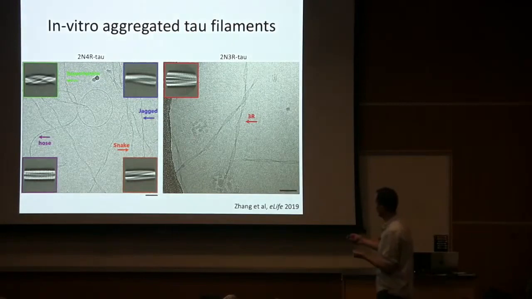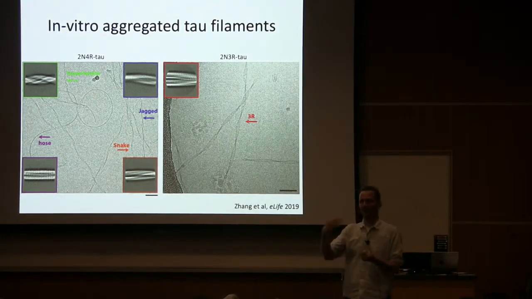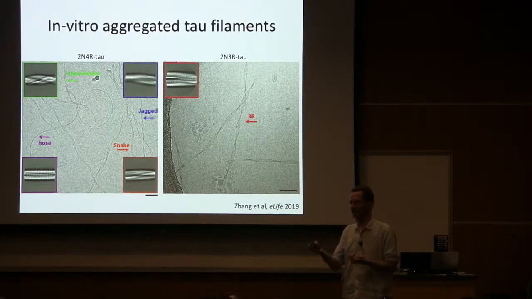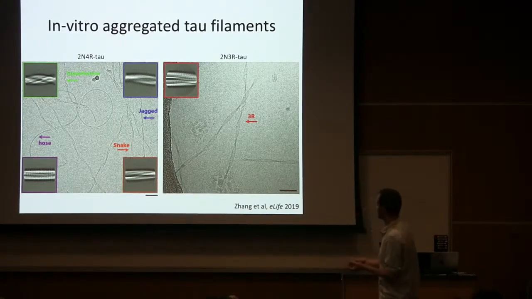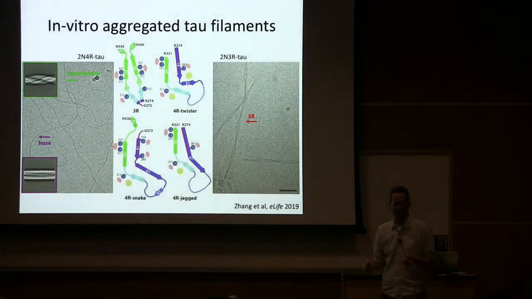So back already in 2019, when Jane in the lab did heparin-induced assembly. You can make tau filaments from recombinant protein in E. coli. They will stay in solution forever. It's a very soluble protein. But if you add a bit of heparin, it will readily come out of solution to form filaments. Yet the structures again looked very different from any of the ones that we'd seen in disease.